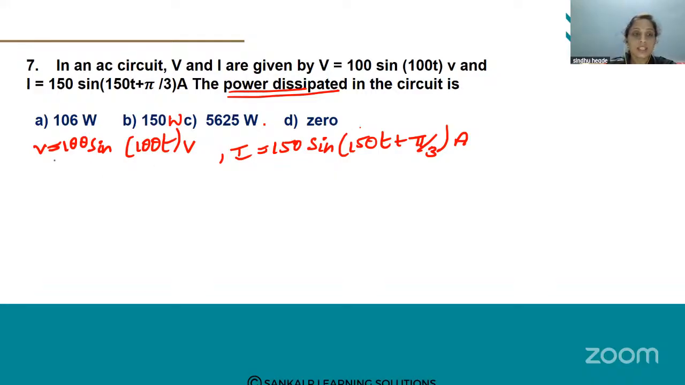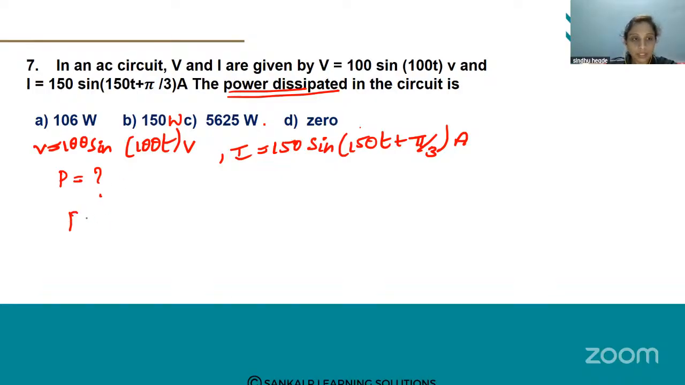Okay, see the given things. Here voltage is given and current is also given. Okay, let me see the power dissipated. What is the formula to calculate power dissipation in your AC alternating current chapter? What is the power dissipation formula?